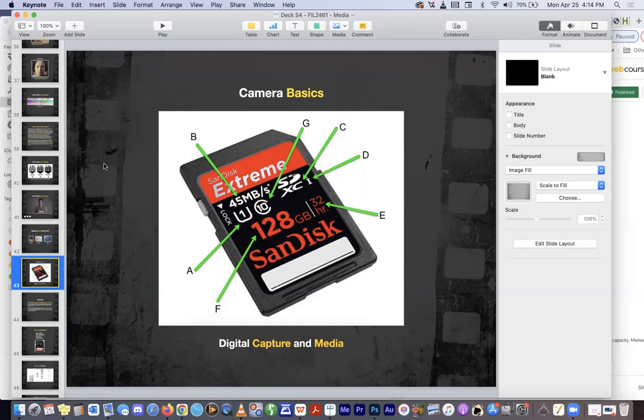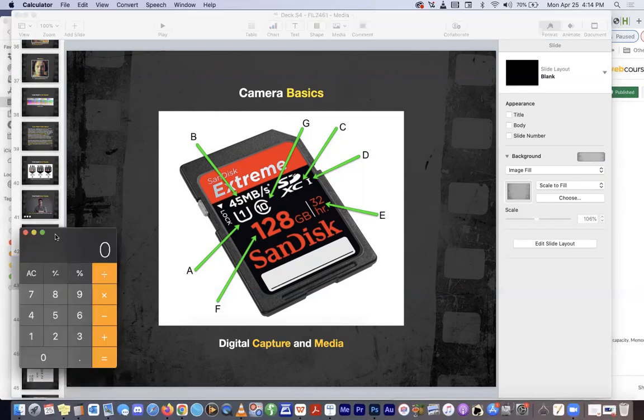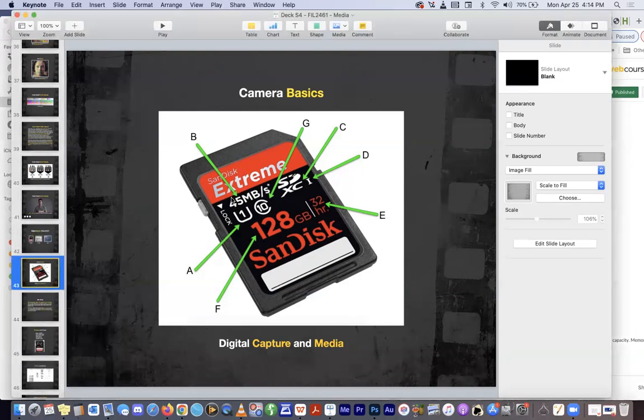There's 8 bits to a byte. So if we have 45 megabytes per second, if we multiply that 45 by 8, that'll tell us how many megabits per second we can read off that card at one time. Does anybody have a calculator? What's 45 times 8? 45 times 8. We're looking at 360 megabits per second read speed off the card.